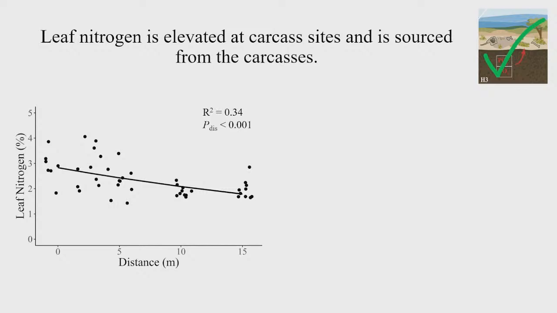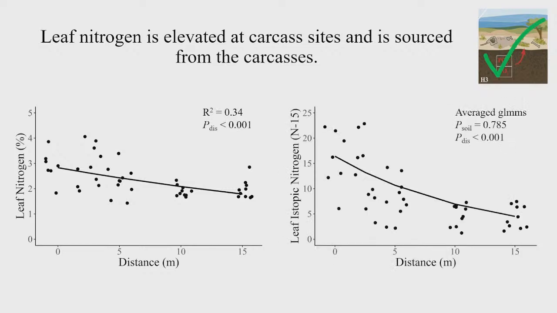And finally, we found that leaf nitrogen is elevated at carcass sites. So this is leaf percent nitrogen. You can see it decreases with distance, but also leaf isotopic nitrogen, indicating again that it's actually coming from the carcasses and moving up into those leaves.